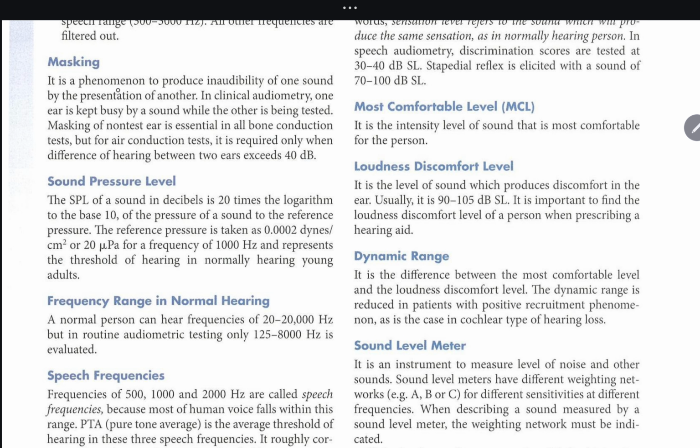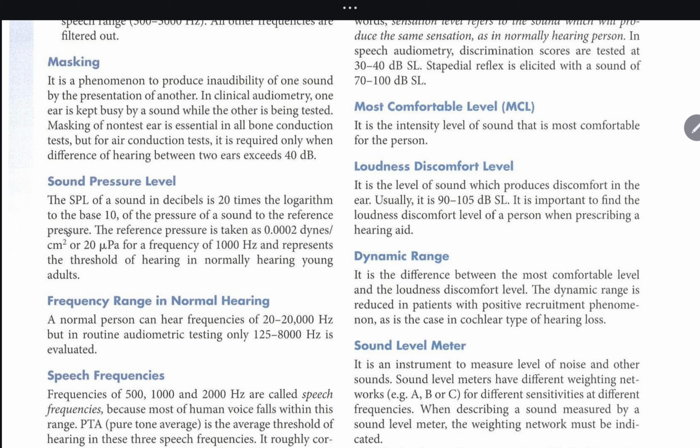Masking. It is a phenomenon to produce inaudibility of one sound by the presentation of another. In clinical audiometry, one ear is kept busy by a sound while the other is being tested. Masking of the non-test ear is essential in all bone conduction tests, but for air conduction tests, it is required only when the difference of hearing between the two ears exceeds 40 decibel.